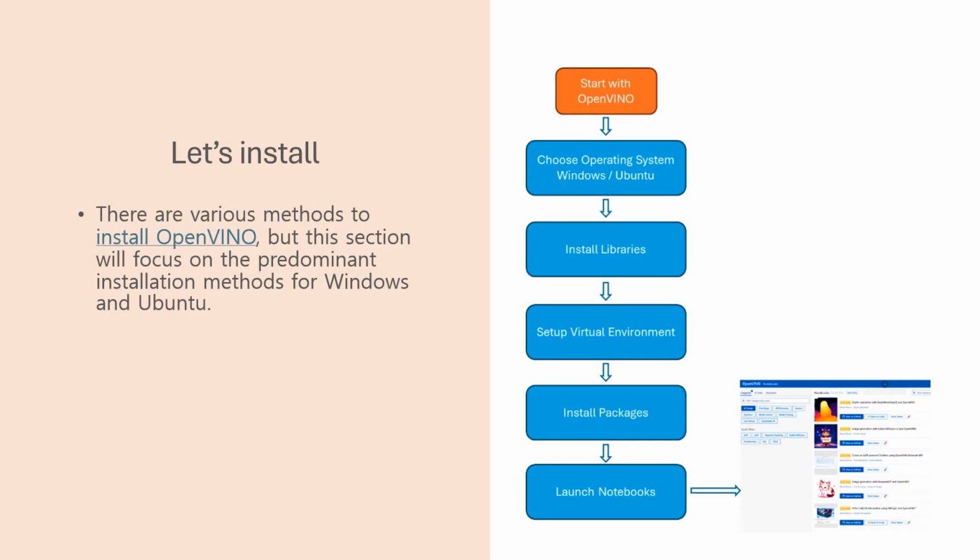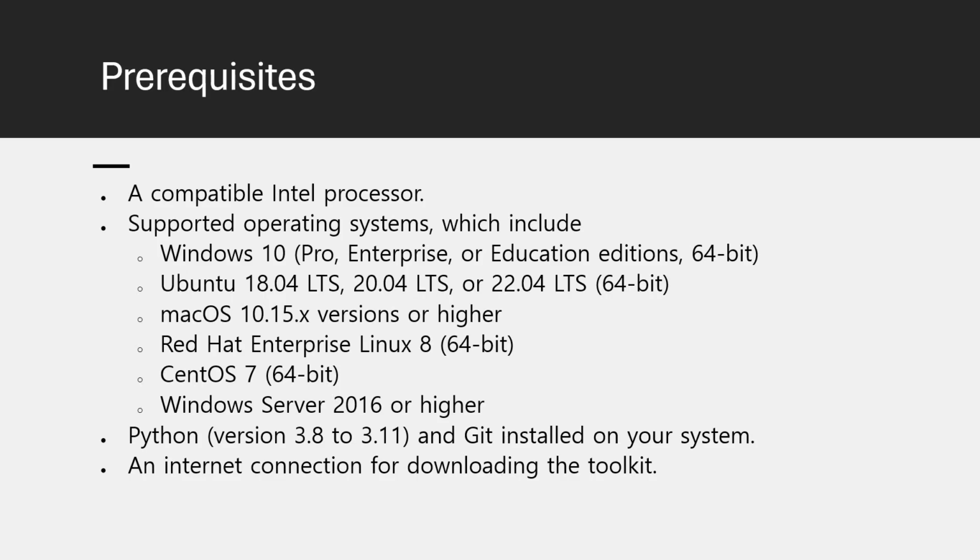There are various methods available to install OpenVINO, but we are going to focus on installation with Windows and Ubuntu. Ubuntu will be done in the next session. Windows will be done in this session. What are all the prerequisites? A mandatorily compatible Intel processor.